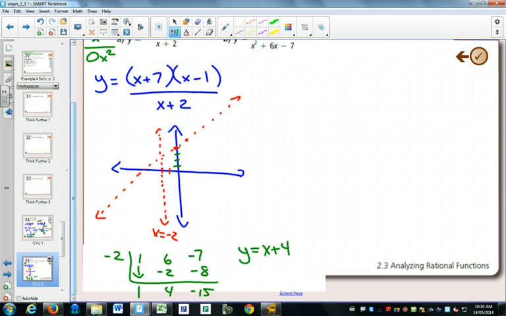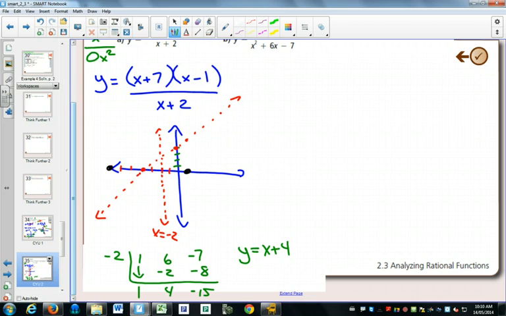Now to graph this completely, you're going to go in and put as many points as you can. Since we factored the top, it's easy to find our x-intercepts. Can you see that minus 1 is going to be an x-intercept? You can see that plus 1 is going to be an x-intercept. And you can see that negative 7 is going to be an x-intercept. 1, 2, 3, 4, 5, 6, 7.